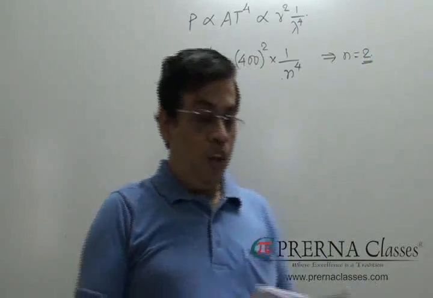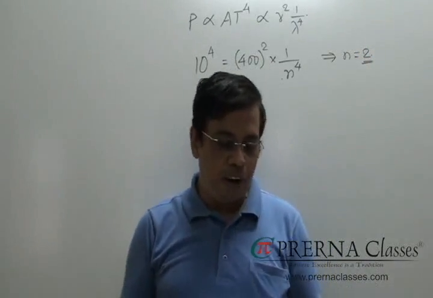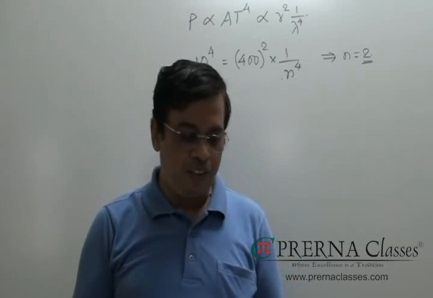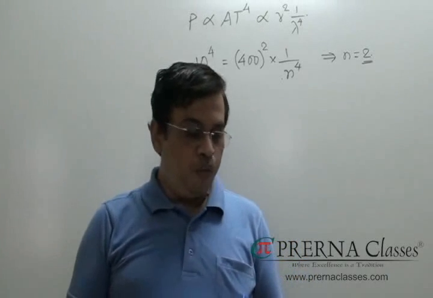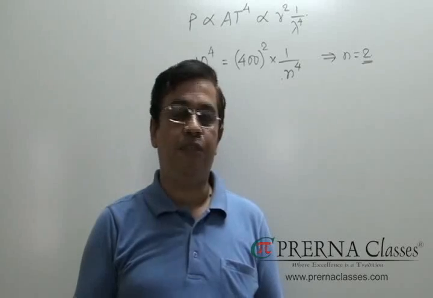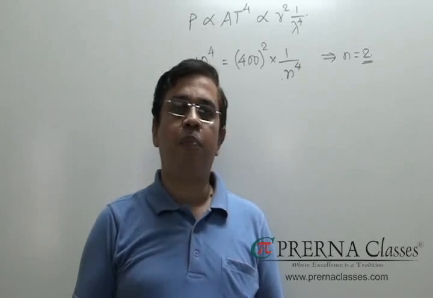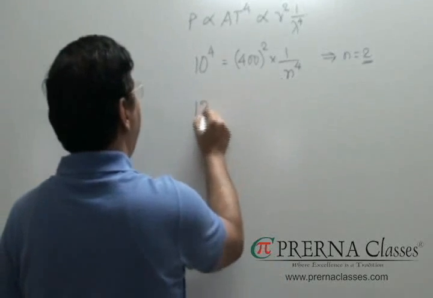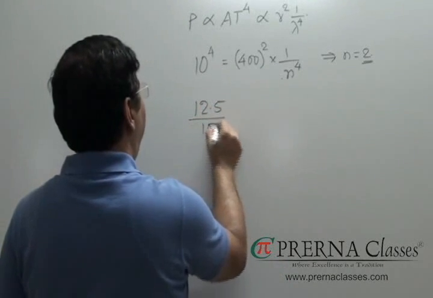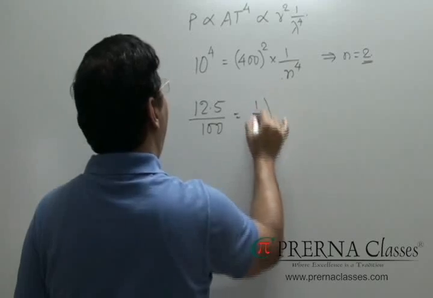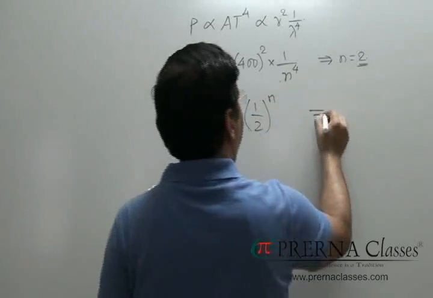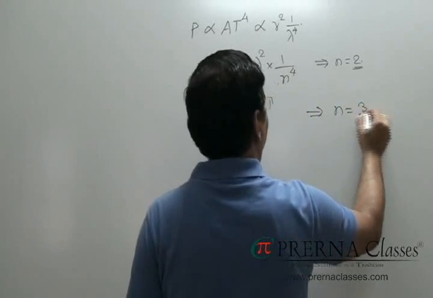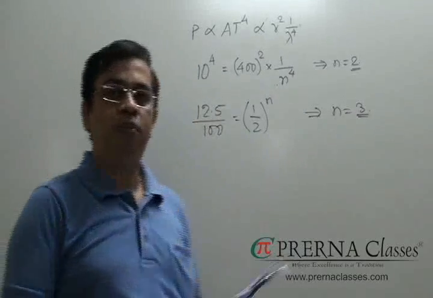The fourth question was straightforward. We are looking at a nuclear power plant which is supplying electrical energy. We know that in a half-life, the activity or the power production would become half. Since we want it to become 12.5%, we can simply say that 12.5 by 100 should be equal to half to the power of n, which gives us the value of n as 3. That's the answer to the fourth question.